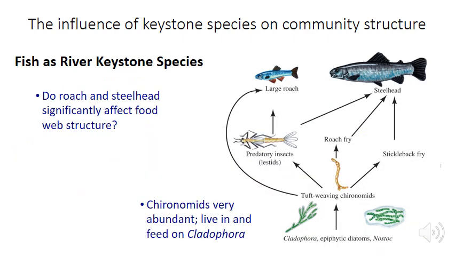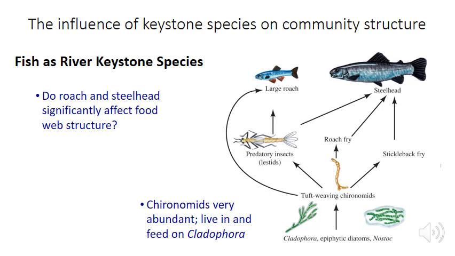So the food web in this system looks something like this. You get the algae at the base of the food web, and that's fed on largely by midge larvae called chironomids. And those chironomids are fed on by predatory insects and small fish, and then those in turn are fed on by large roach fish and steelhead trout.